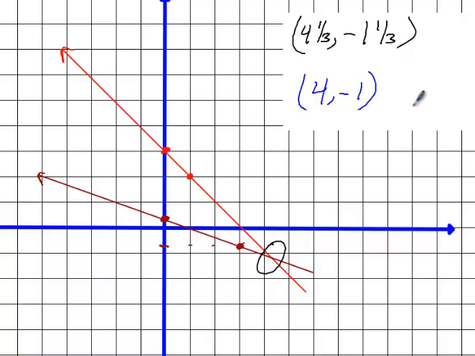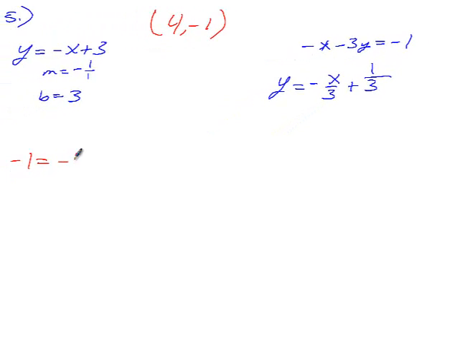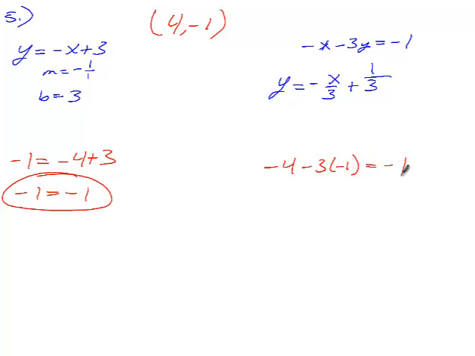All right, so 4, negative 1 is my point. Everybody okay with that? Now I still have to verify and check. So I'm checking for negative 1. Negative 1 equals negative 4 plus 3. Negative 1 equals negative 1. That's a check. Negative 4 minus 3 times negative 1 equals negative 1. Negative 4 plus 3 equals negative 1. Negative 1 equals negative 1. That's a check. Everybody okay? Yes, no, maybe?